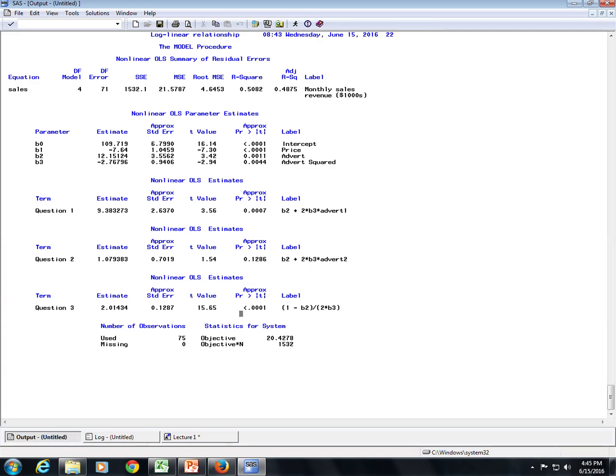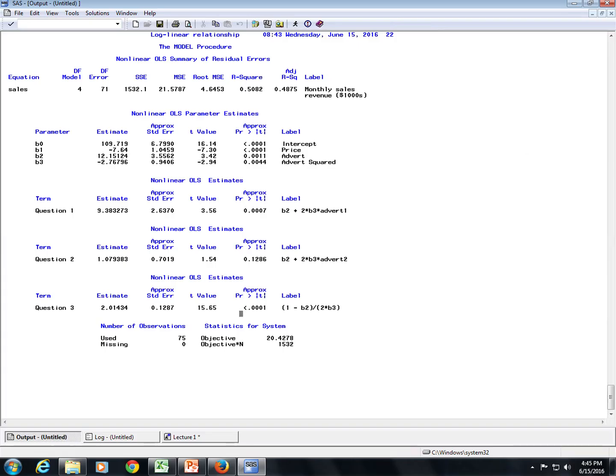All right. Now I have some other stuff there. Question one, question two, question three. I haven't asked the questions yet. I just wanted to show real quick what our quadratic model looks like. And then I want to show you a graph of this quadratic model.